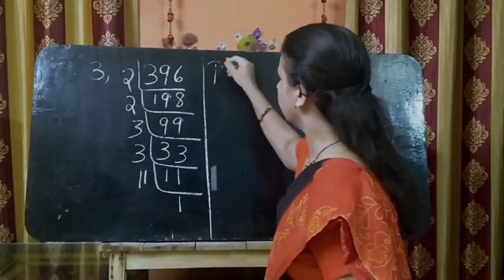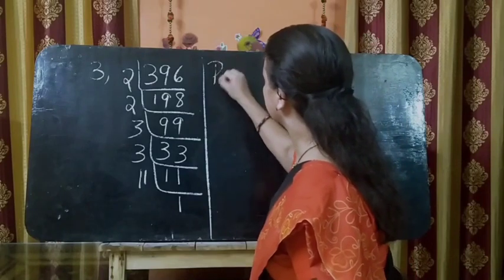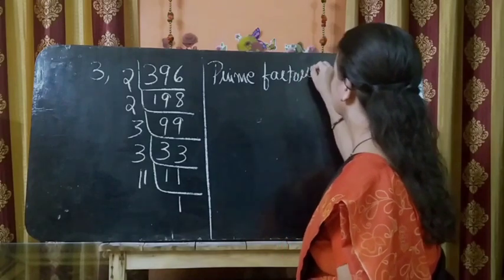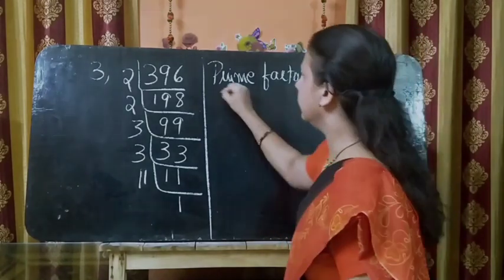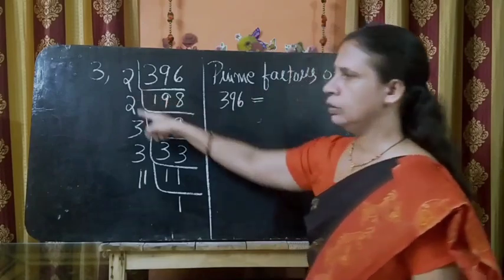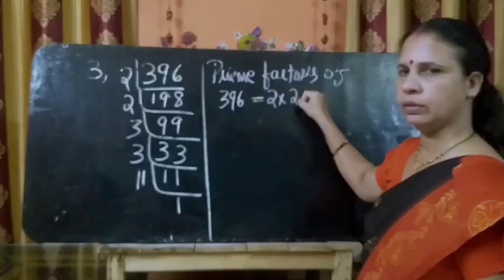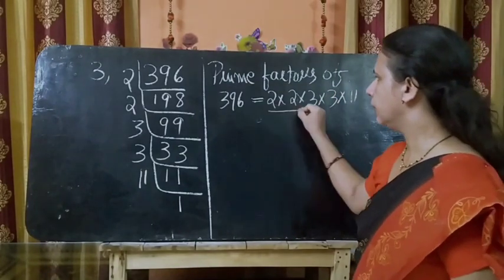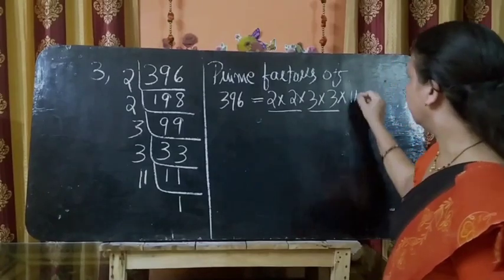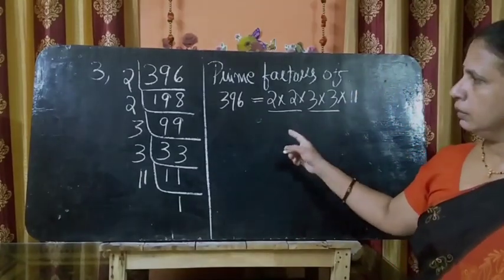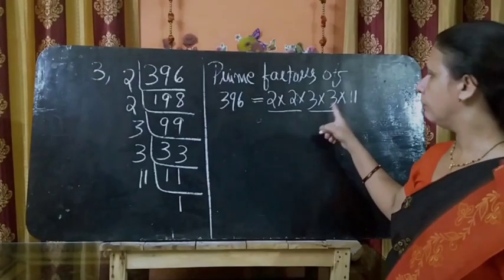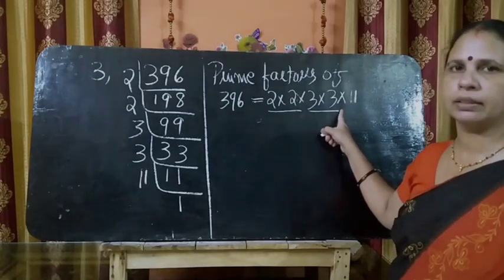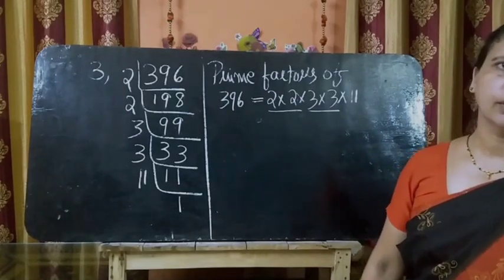Prime factors of 396 equals 2 into 2 into 3 into 3 into 11. After that make it pair. Then what is the least number? Here least number is 11. Why 11 is the least number? Because 11 is without a pair. So 11 is the least number.